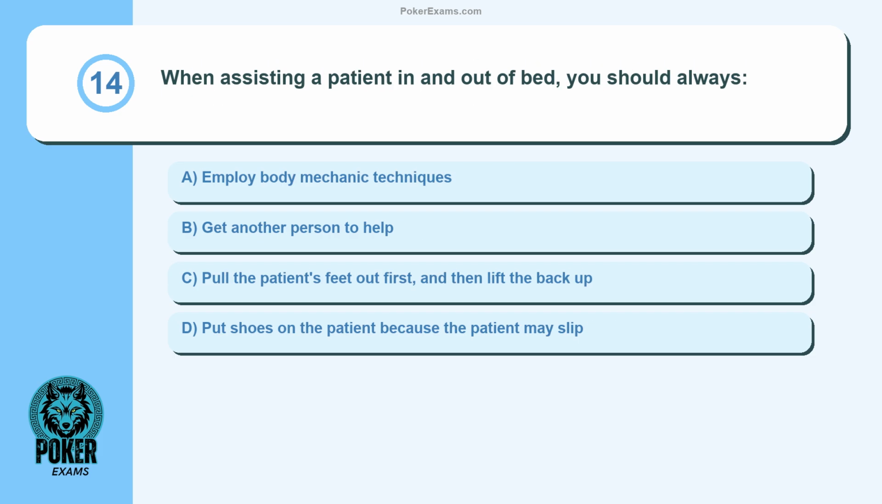Question 14. When assisting a patient in and out of bed, you should always employ body mechanic techniques. Get another person to help. Pull the patient's feet out first, and then lift the back up. Put shoes on the patient because the patient may slip.